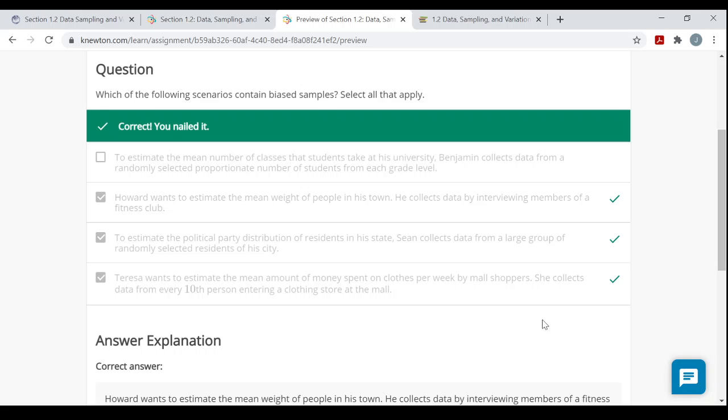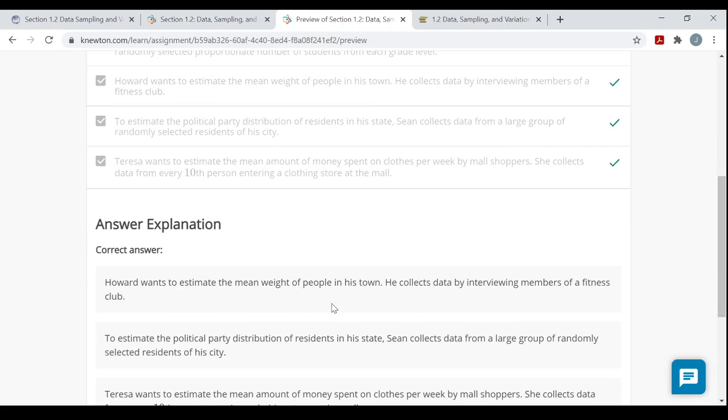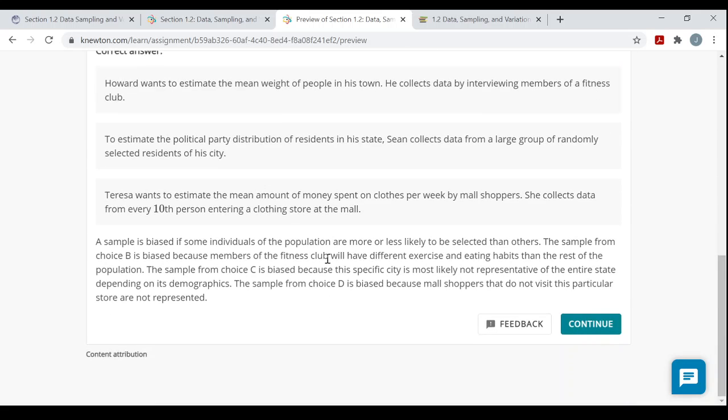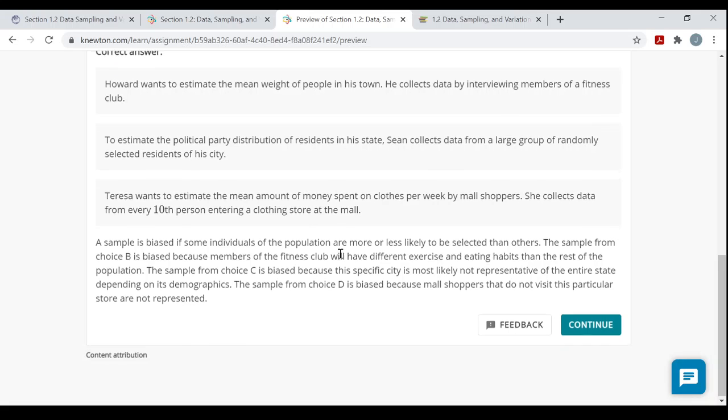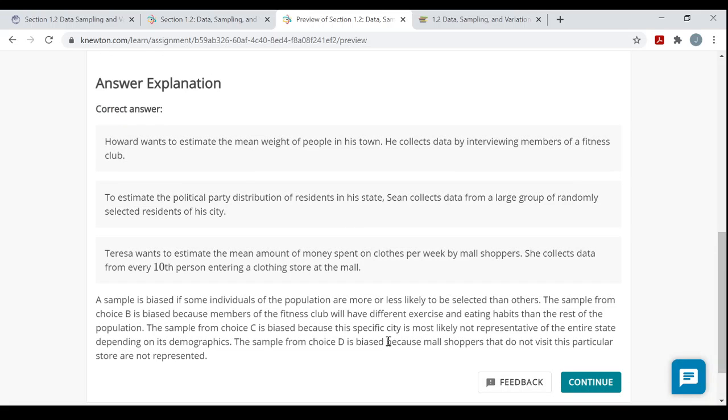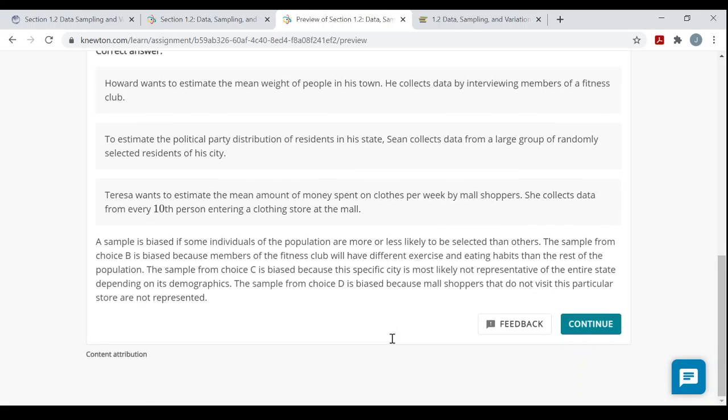All right, I'll submit and hooray. And again, read the explanations there. Great, and you got the explanations. Yeah, the sample from choice D is biased because mall shoppers that do not visit this particular store are not represented. So it's kind of like the city versus the state. There are other malls too that you have to consider. Didn't think of that, but still a biased sample.